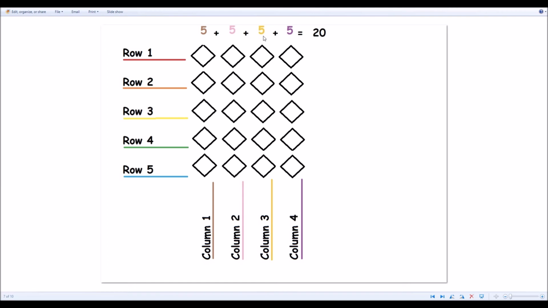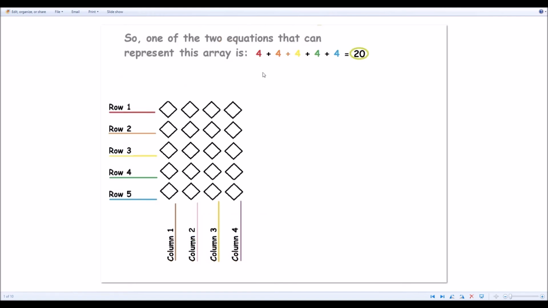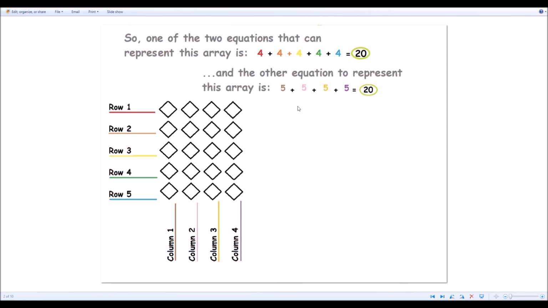Well, if 5 plus 5 plus 5 plus 5 is equal to 20, and 4 plus 4 plus 4 plus 4 plus 4 is equal to 20, and we're looking at our rows and our columns, then one of the two equations that can represent the array is 4 plus 4 plus 4 plus 4 plus 4 is equal to 20. And the other equation to represent this array is 5 plus 5 plus 5 plus 5 is equal to 20.